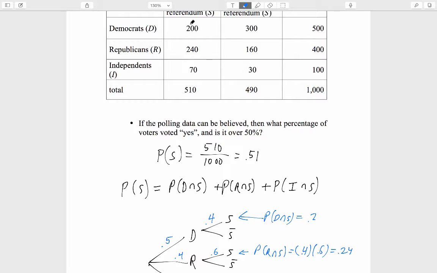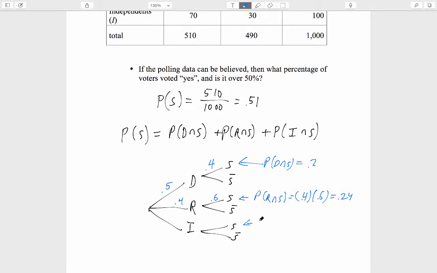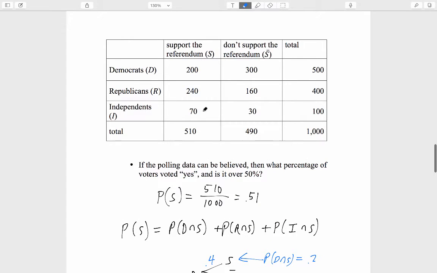This 20% shows up as 200 Democrats out of 1,000. This 24% shows up as 240 Republicans out of 1,000. And the same story holds for the Independents in support of the referendum. 10% of all the voters are independents, 70% of the independents support the referendum. That's a conditional probability right here, equal to 0.7. That gives us 0.1 times 0.7 equals 0.07. That's 7% of all voters are independents who support the referendum. That 7% of 1,000 voters equals this 70 right here.